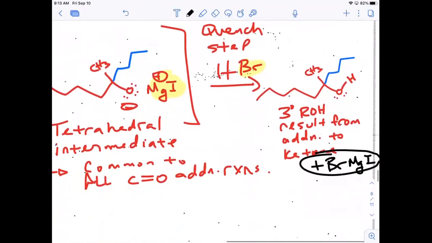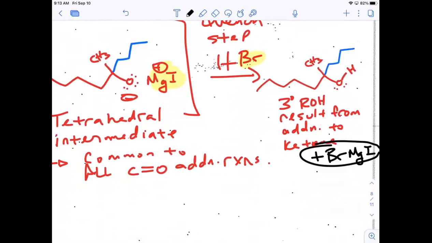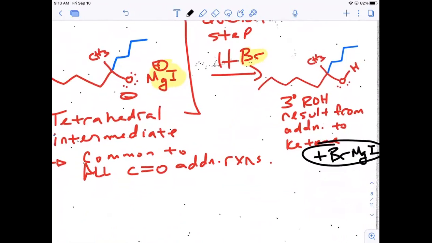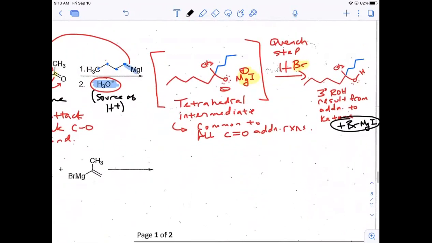So that salt is going to end up more than likely in the aqueous layer, and you know it's not of any use to us. All right, good question. Good question.